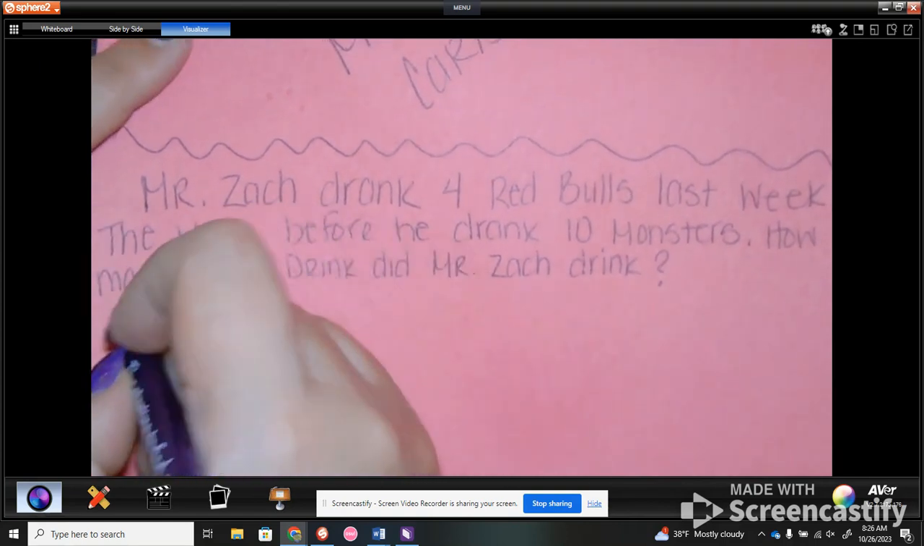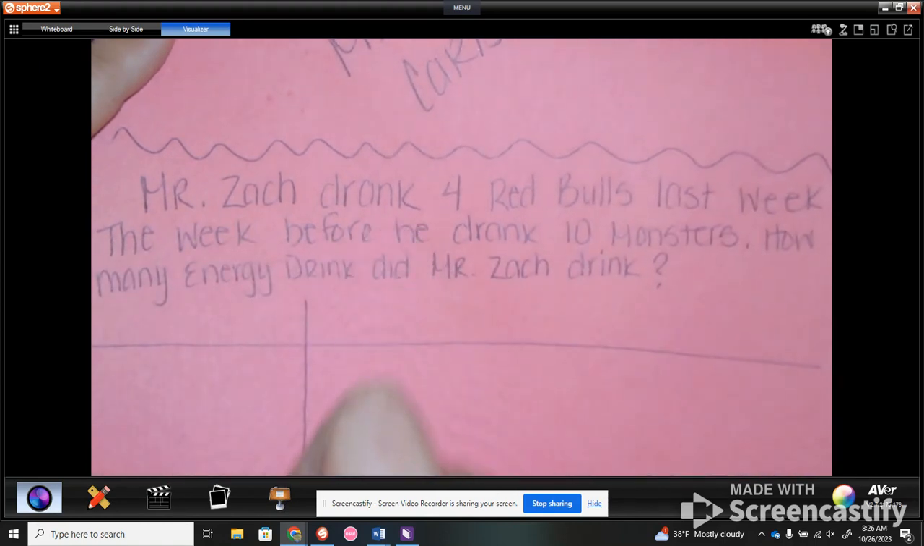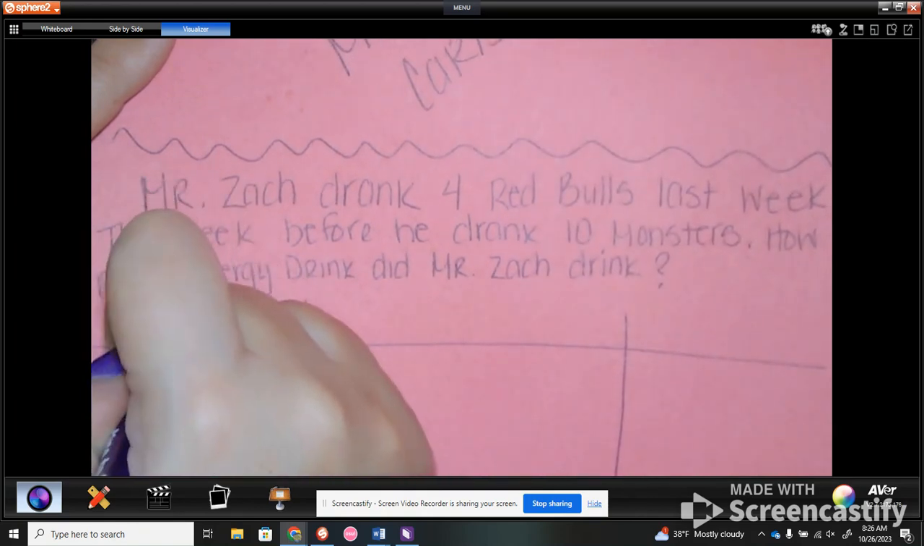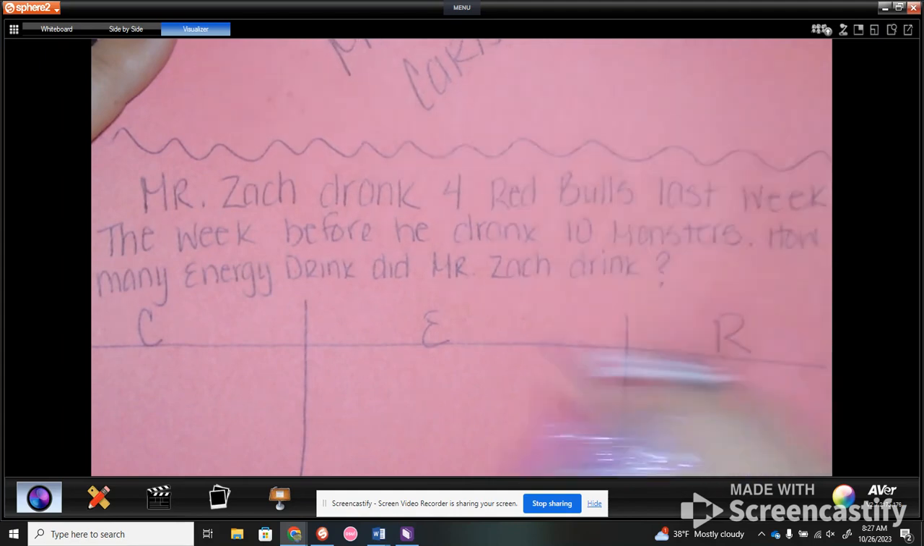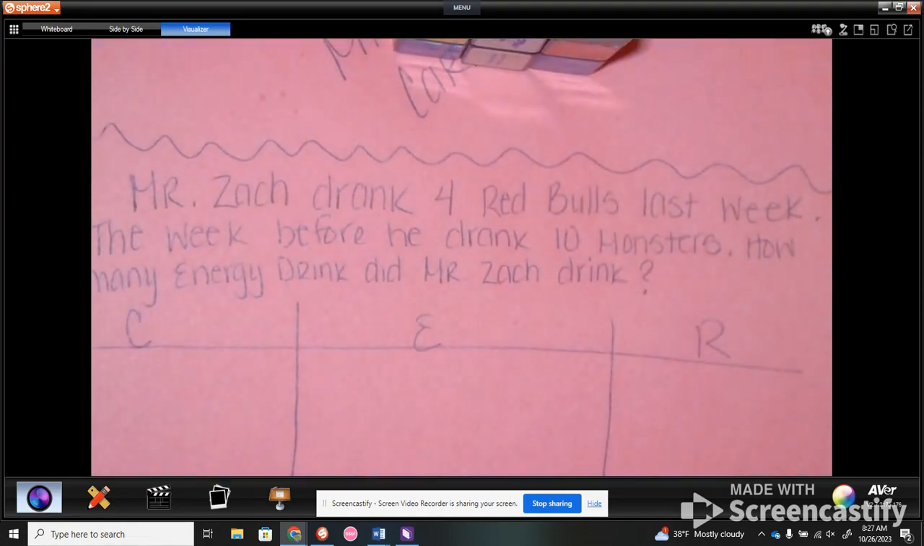And underneath that, we're going to draw a 3 chart where we do claim, evidence, reason. I do need you to let me know when yours looks like mine, because I did just give you a lot to write.